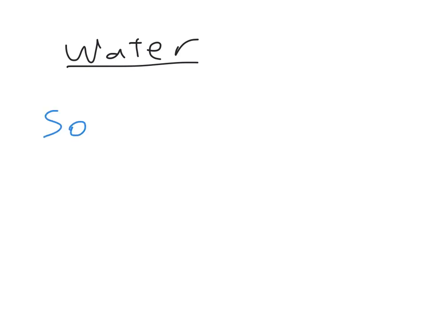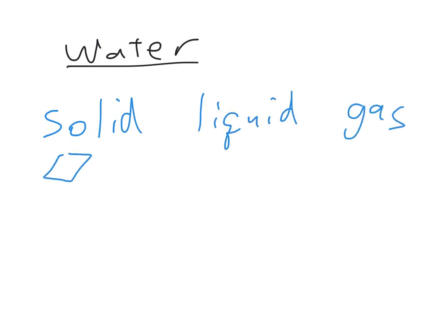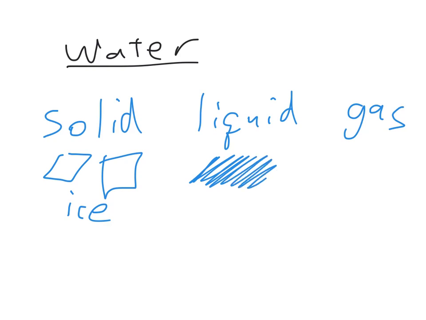So the first is a solid, liquid, and a gas. Solid would be ice cubes, and then liquid would just be regular old water that we pour out of our tap. And then finally gas, or also known as steam. Sometimes we refer to gas phase water as steam.